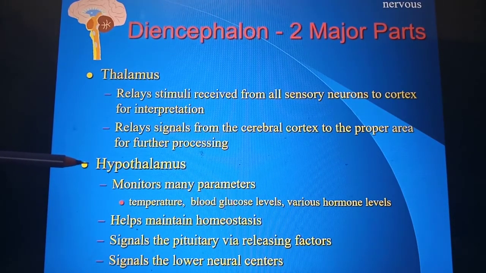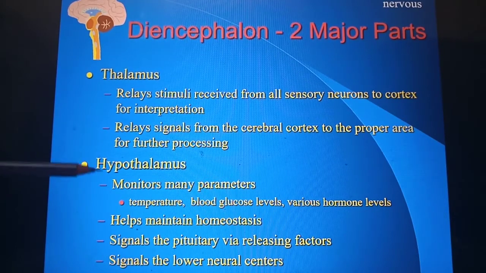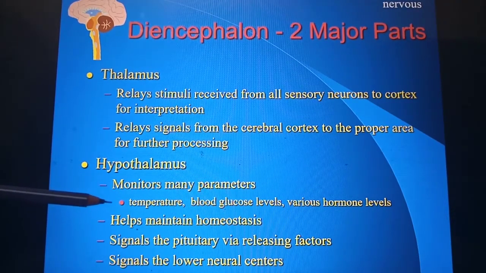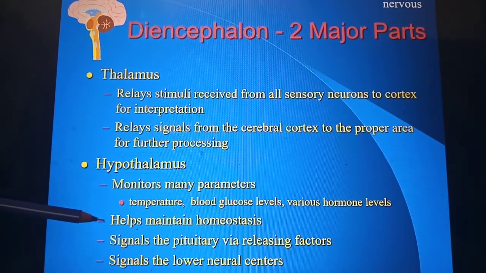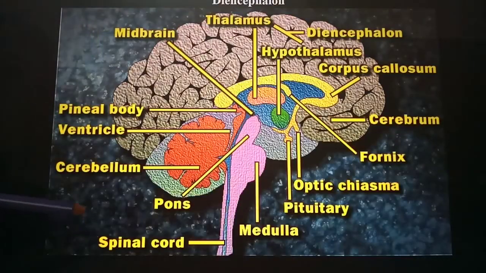Okay. Then the hypothalamus controls various things like temperature, blood glucose levels, and hormone levels. When the hypothalamus gets affected, either due to a cancer or any other problem, these can be affected. So the hypothalamus also maintains homeostasis, and just like we said, it releases the hormones. So this is a similar picture.